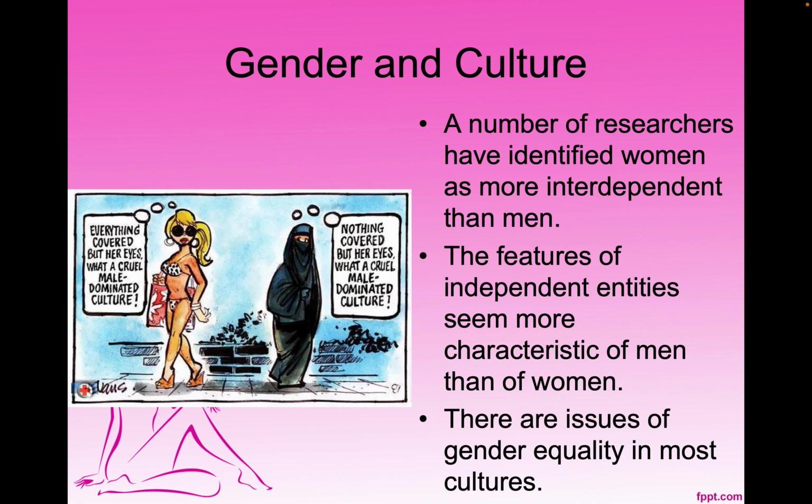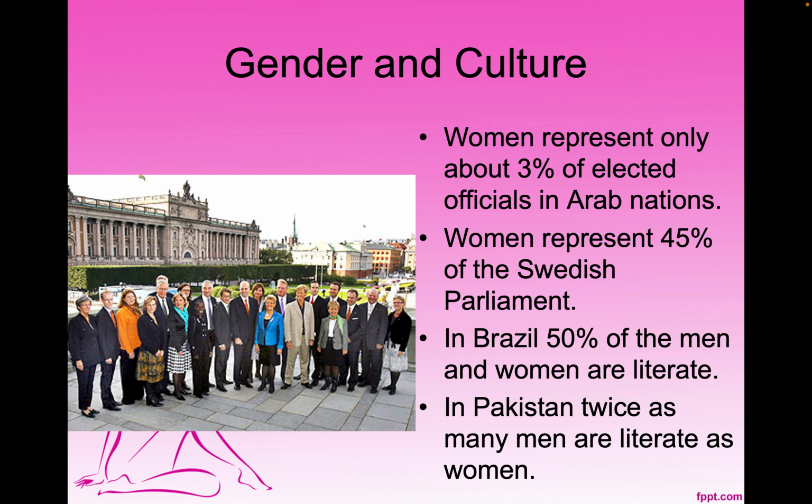A number of researchers have identified women as more interdependent than men. The features of independent entities seem more characteristic of men than of women. There are issues of gender equality in most cultures. Women represent only 3% of the elected officials in Arab nations. Women represent 45% of the Swedish parliament. In Brazil, 50% of the men and women are literate. In Pakistan, twice as many men are literate as women. As a matter of fact, now that the Taliban have taken over the government, it is illegal for women to go to school.